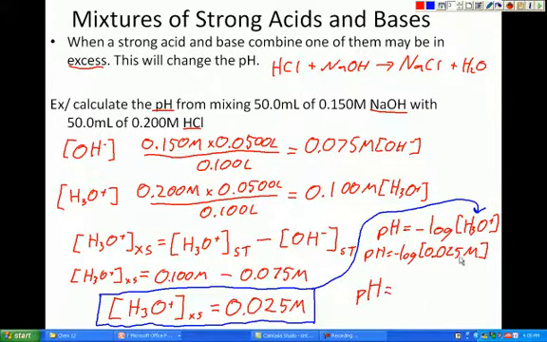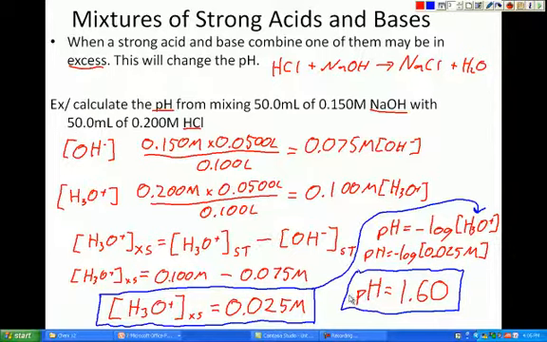Again, this is two significant figures, and so our final answer is 1.60. Remember, this is two sig figs. The 6 and the 0 are significant, and the 1 is not. So this is two sig figs, and that is the pH of our final solution, 1.6.